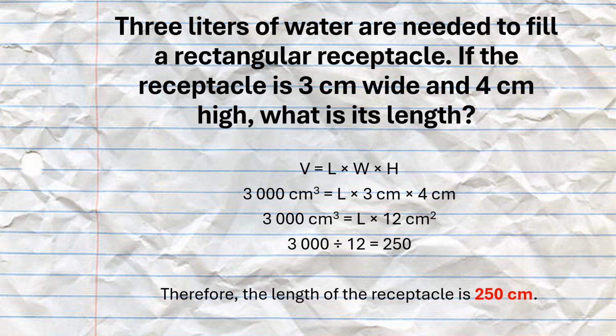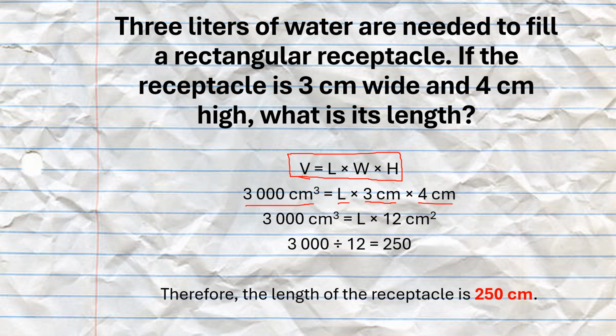Now that we know the volume in cubic centimeters, we can plug this value into the formula for finding the volume of a rectangular prism. We also plug in the values for width and height, and we will have the following. So again, the formula is V equals length times width times height. The volume is 3,000 cubic centimeters. The length is missing, so we will just write L. The width is 3 centimeters and the height is 4 centimeters.